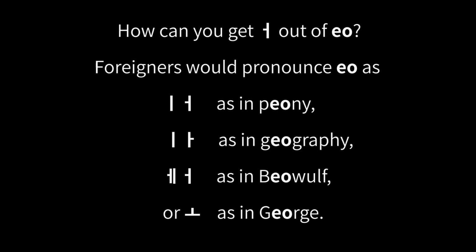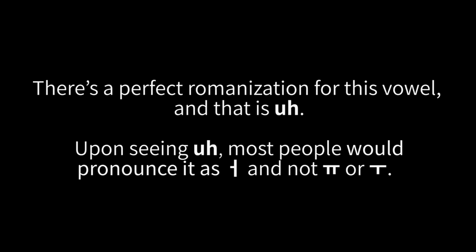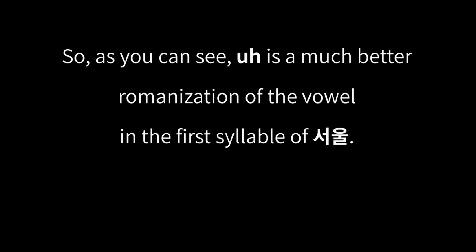When a foreigner sees that vowel combination, he or she would pronounce it as "ee-o" as in peony, "ee-a" as in geography, "eo" as in Beowulf, or "o" as in George. There's a perfect romanization for this vowel, and that is UH. Upon seeing UH, most people would pronounce it as "uh," and not "oo" or "you," right? So as you can see, UH is a much better romanization of the vowel in the first syllable of Seoul.